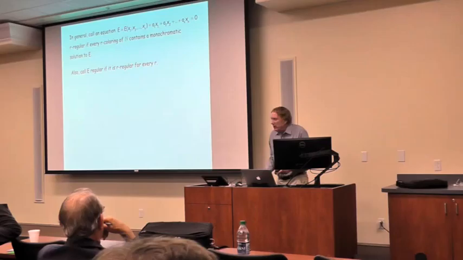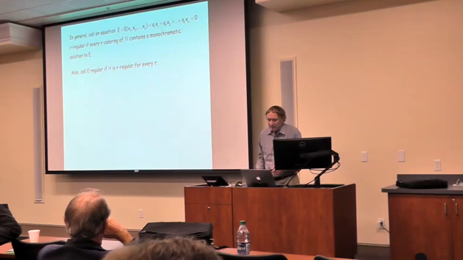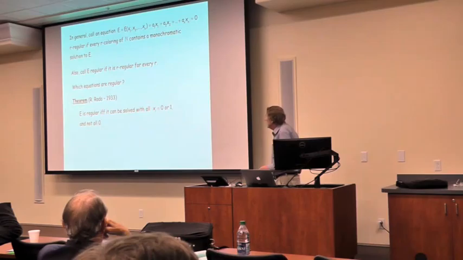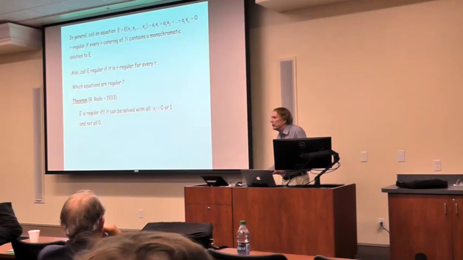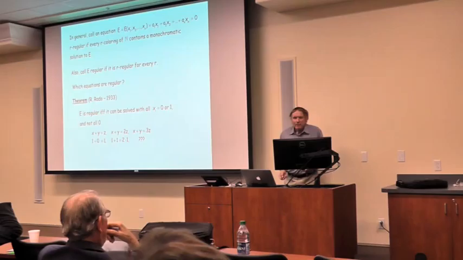Well, in general, you call a homogeneous linear equation r-regular if every r-coloring of the integers must contain a monochromatic solution. And you say that it's regular if it's r-regular for every r. Which equations are regular? Rado, who was a student of Schur, by the way, showed that a homogeneous linear equation is regular if and only if you can solve it with the variables equal to 0 or 1, not all 0. So for example, x plus y equals z, x plus y equals 2z, but not x plus y equals 3z. And that takes care of one equation.